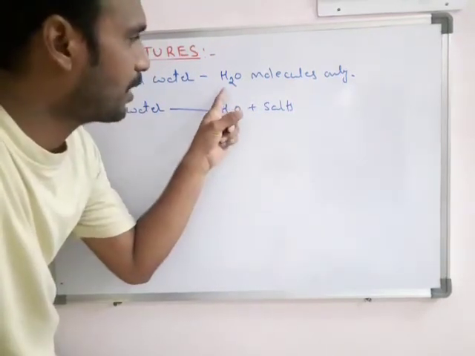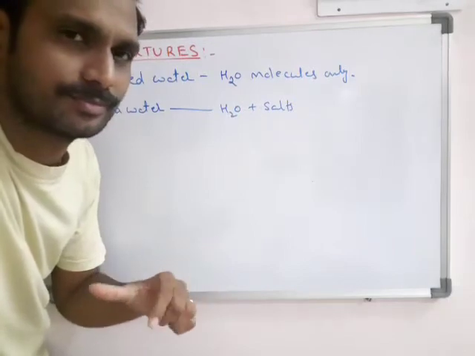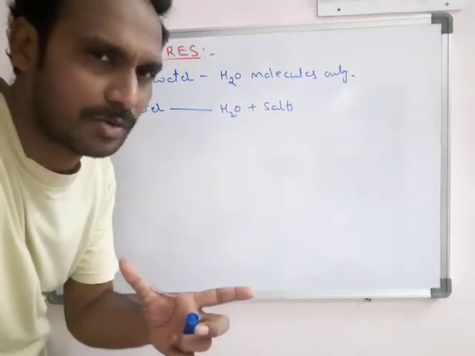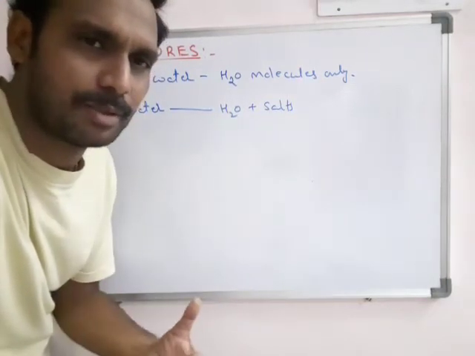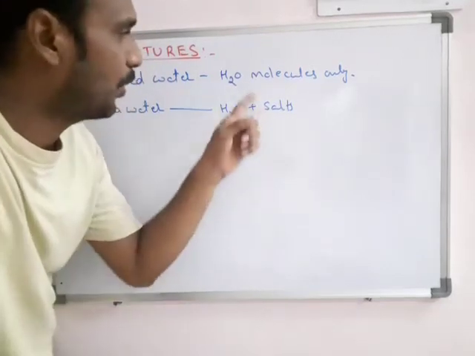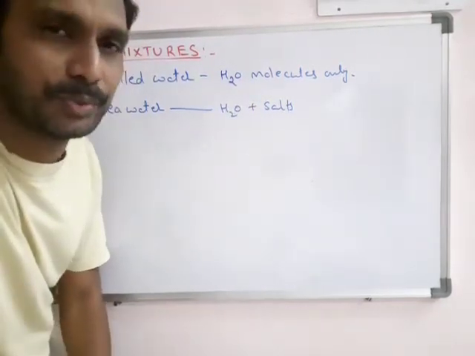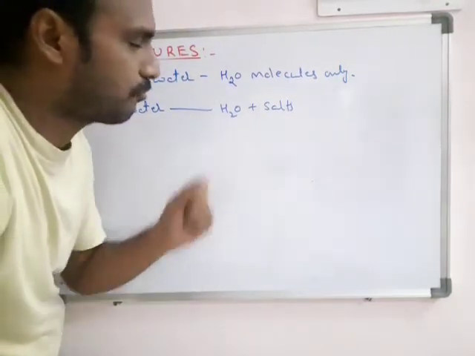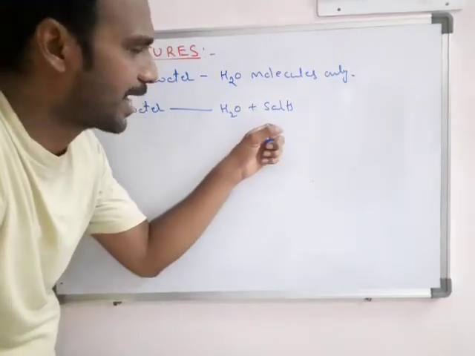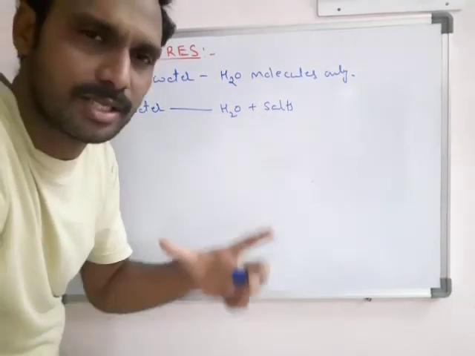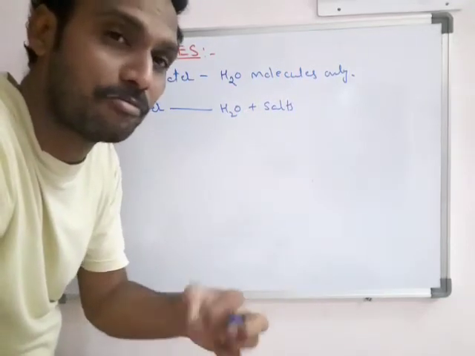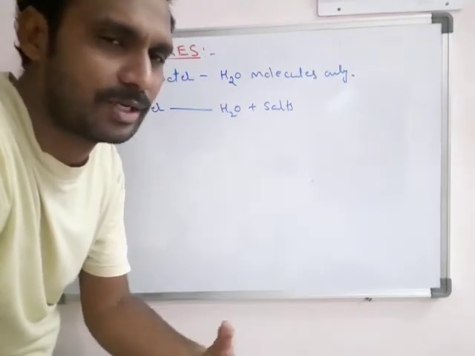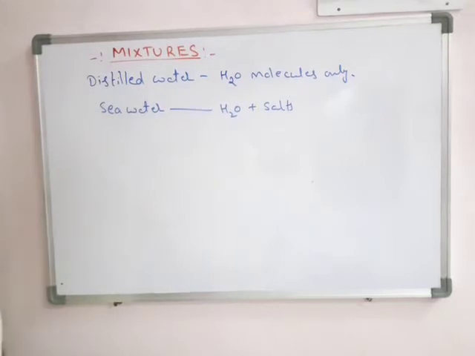It contains only one type of molecules, that is known as a pure substance. It must consist of only one kind of molecule, that is called pure. If a substance contains more than one type of molecules, for example H2O plus extra NaCl, more than one kind of molecules is called a mixture.